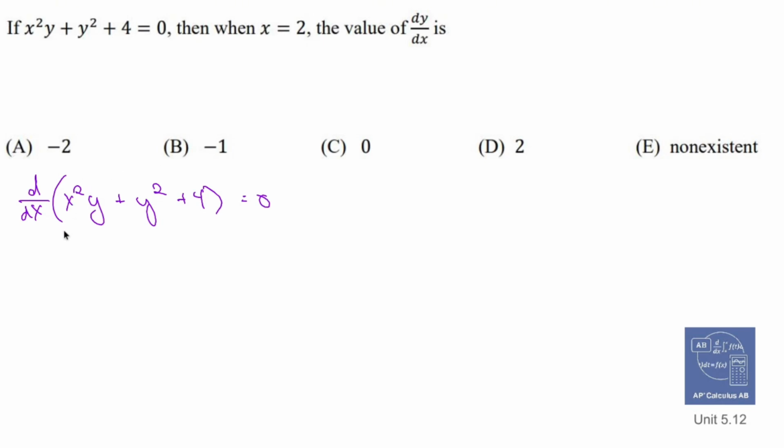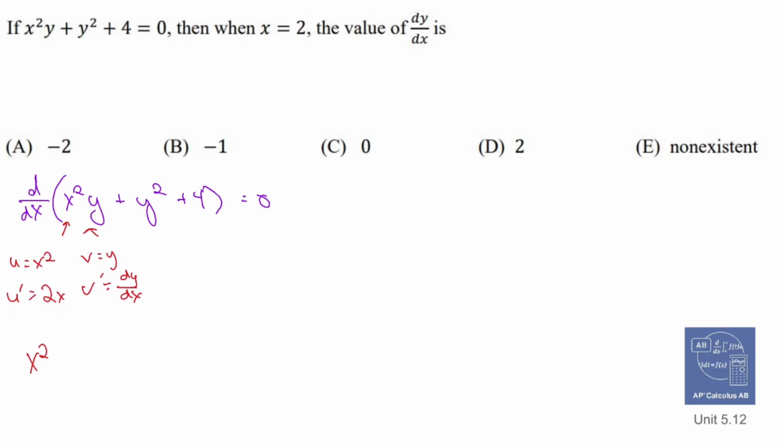So this involves the product rule. So u is x squared, v is y. u prime means taking the derivative with respect to x of x squared, which is 2x. The derivative of y with respect to x is 1 dy/dx. Now that's v prime, okay? Product rule is u prime v, so x squared dy/dx.